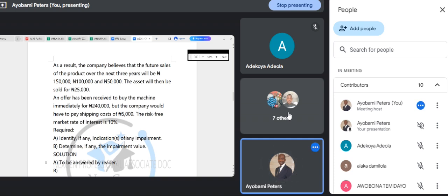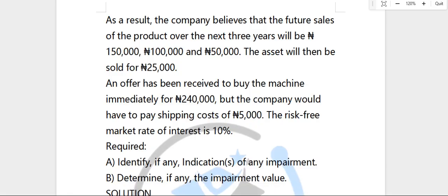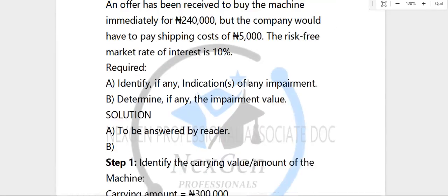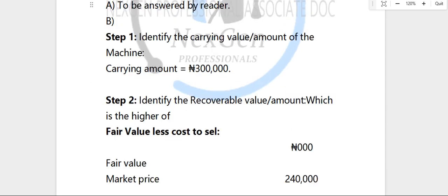Okay, let's move ahead. The part B of the question says that we are to determine, if any, the impairment value. So let's go ahead. Now, I told you that you must follow 3 major steps or 4 major steps as it were when you are determining the impairment value. Number 1, identify the carrying value of the asset. The carrying amount or the carrying value of the asset. I've done the solution so that we can have a seamless class. Step 1, identify the carrying value or the amount of the machine. The carrying value is 300,000 naira. They have told us in that question.